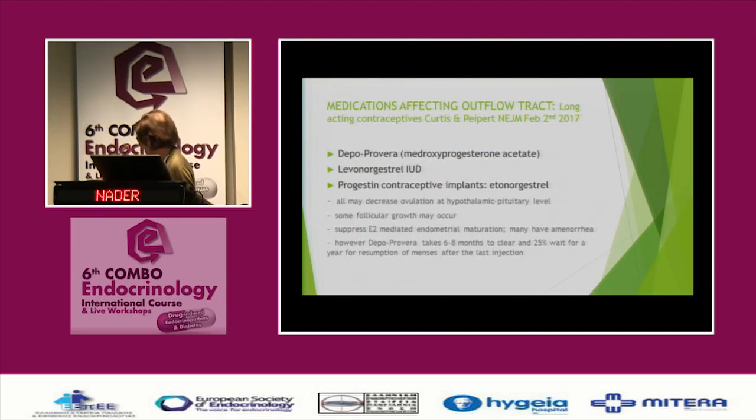And the most popular these days are the levonorgestrel IUDs that release progesterone directly into the uterus, and progesterone implants. These are etonogestrel implants that are placed in the arm. But of course, our much older one is Depo-Provera, medroxyprogesterone acetate, which is given every 3 months, and for that duration, it inhibits pregnancy. All of them may decrease ovulation at the hypothalamic pituitary level.